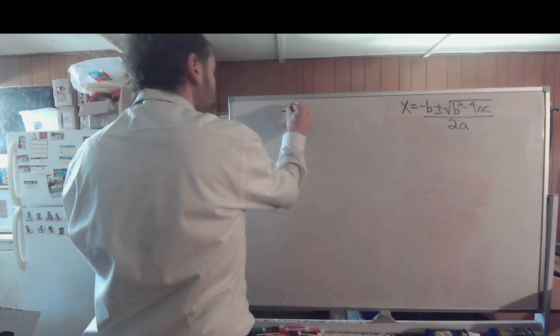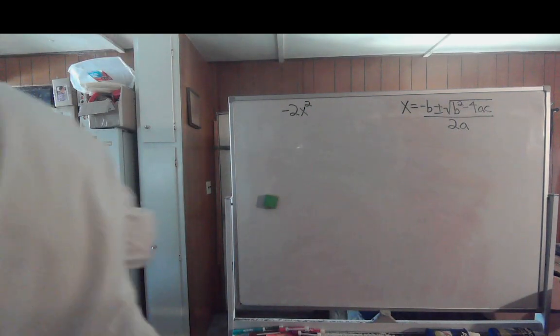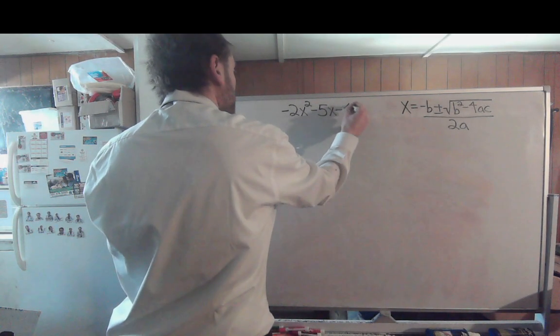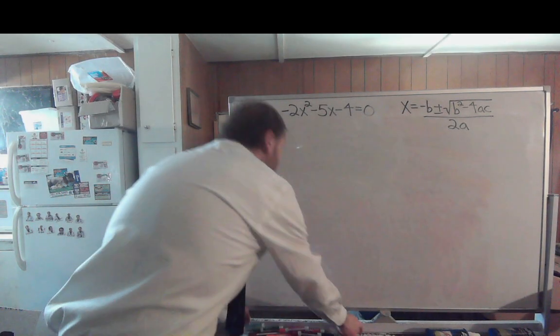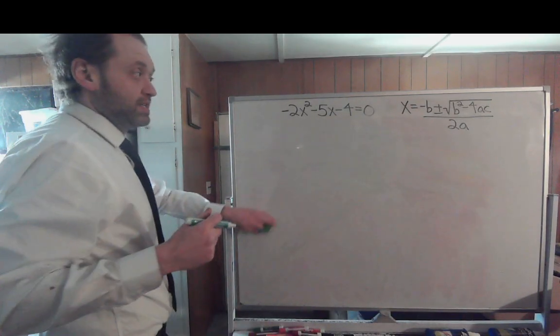Four more. So let's see. We have negative 2x squared minus 5x minus 4 is equal to 0. So we have negative 2x squared minus 5x minus 4 equal to 0.